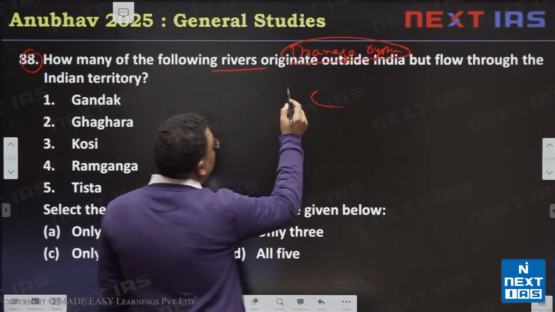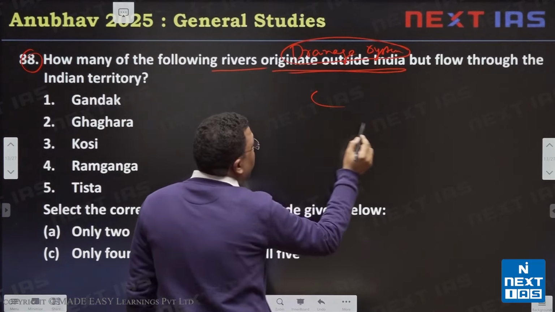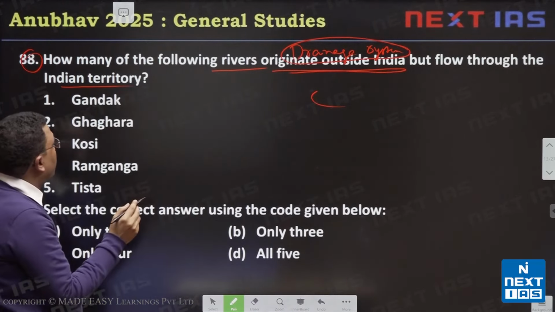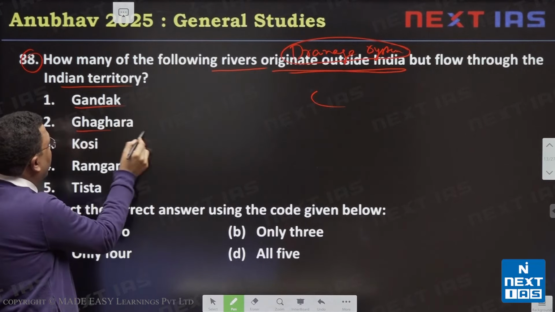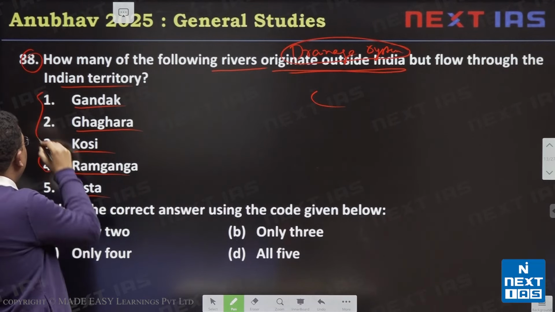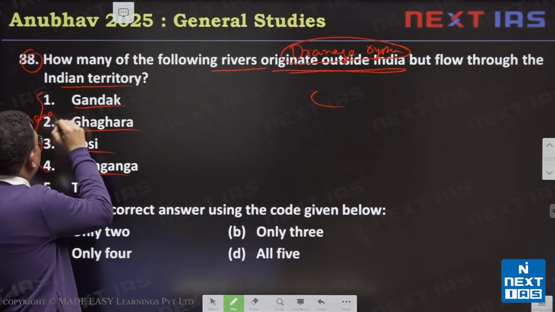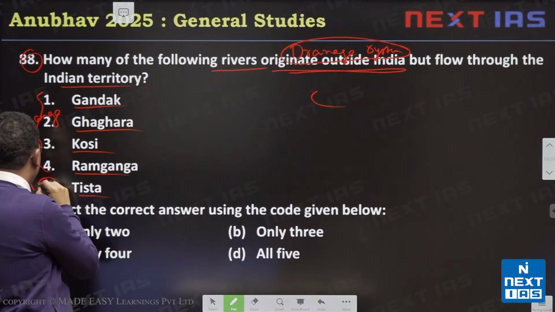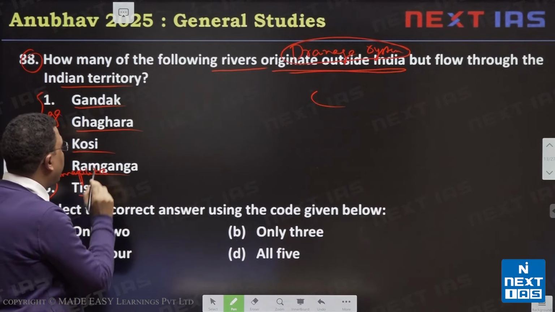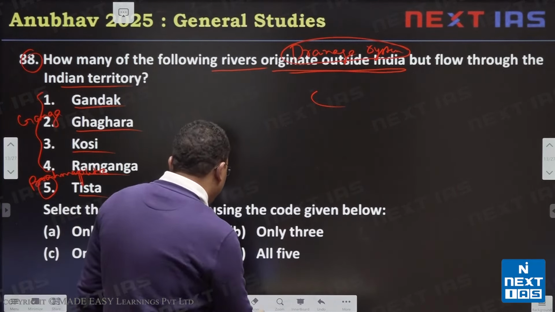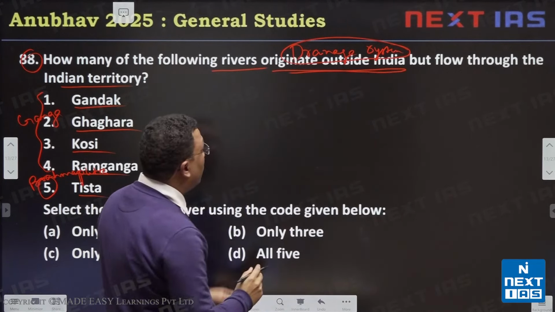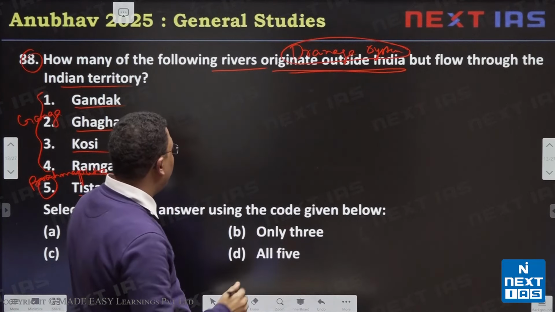How many of the following rivers originate outside India but flow throughout the Indian territory? And some names of some rivers are given, that is Gandak, Ghaghra, Kosi, Ramganga, Tista. And if you see, these four are tributaries of Ganga, and this is a tributary of Brahmaputra, right? So in order to understand this question better, let's draw a rough map of India and we will see how, from where they are originating and how they flow, right?